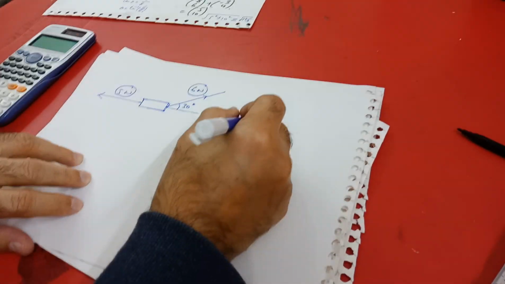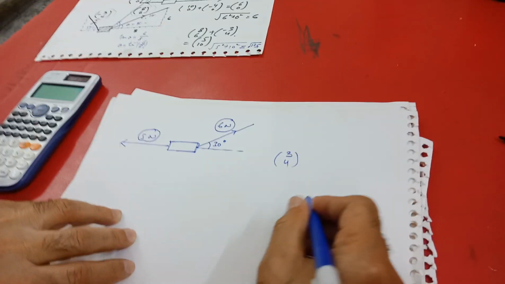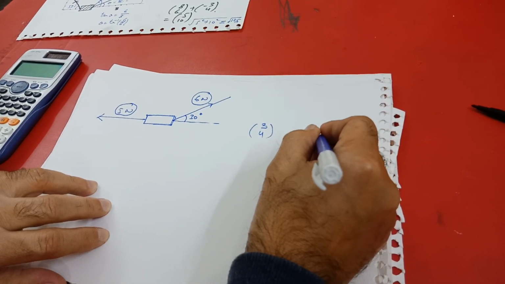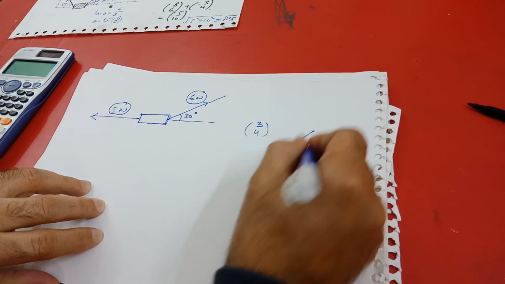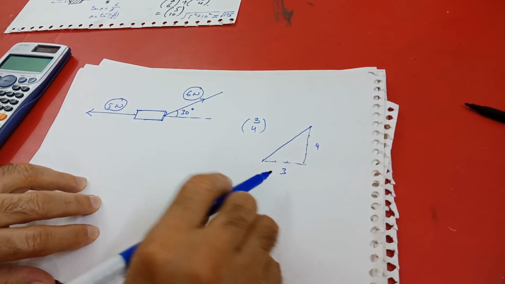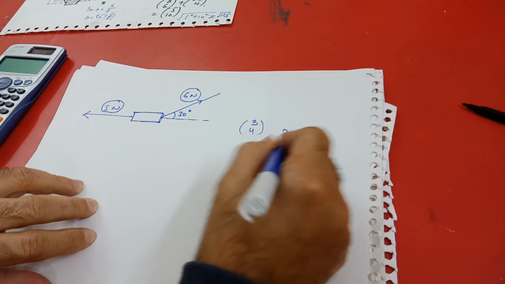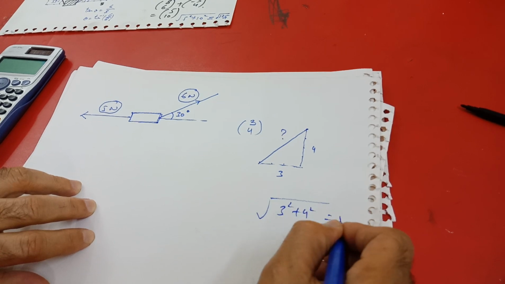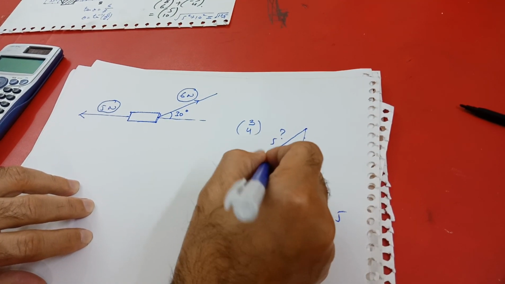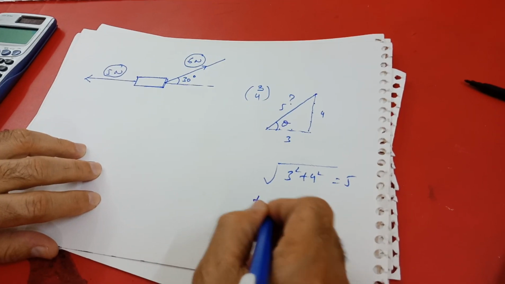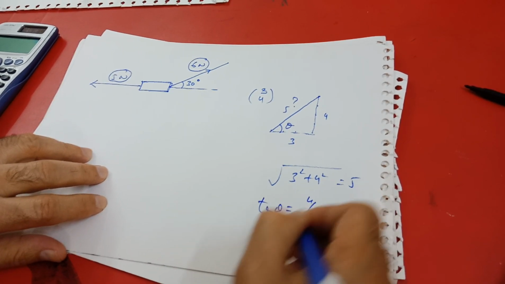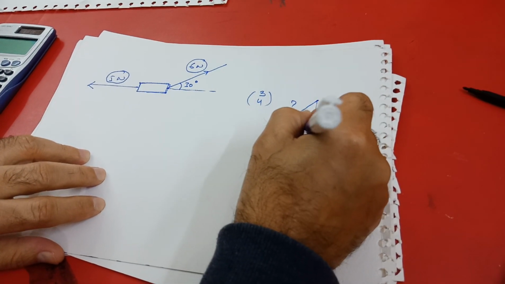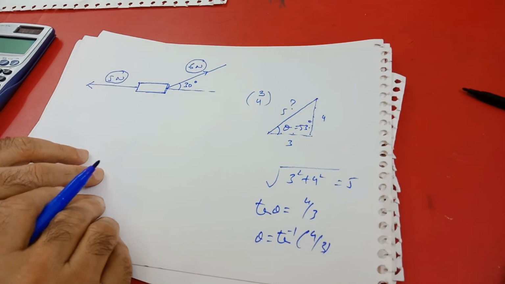If, for example, there is a vector which is (3, 4), this is 1, 2, 3, and this is 1, 2, 3, 4, so we have their components. Through these two components we can find the magnitude of this vector. That is the square root of 3 squared plus 4 squared, which is 5 units. Then you can find this angle: tan theta is 4 over 3, so theta is tan inverse of 4 over 3, which is around 53 point something degrees.